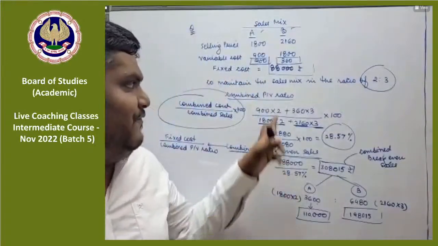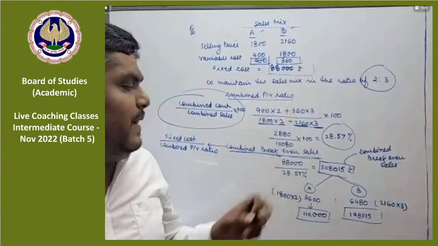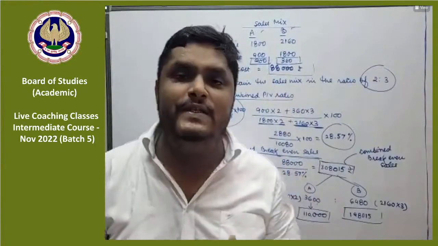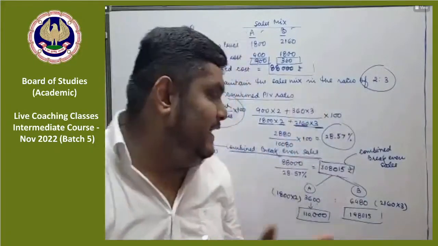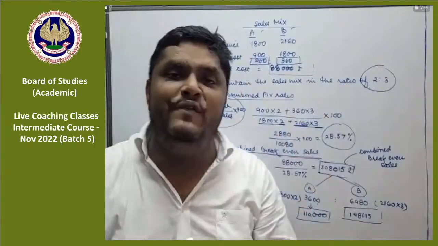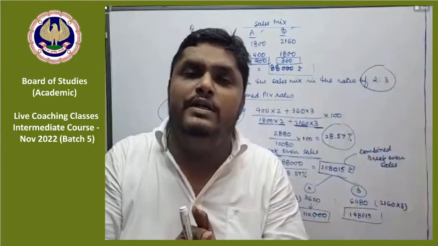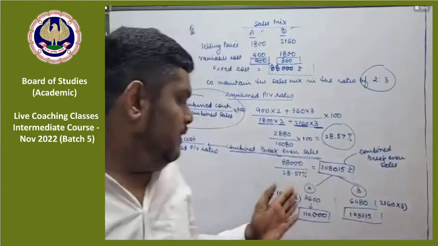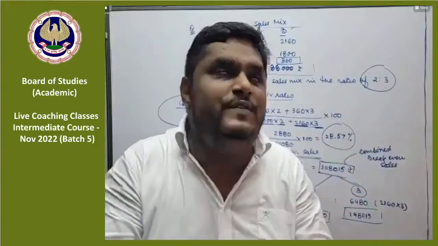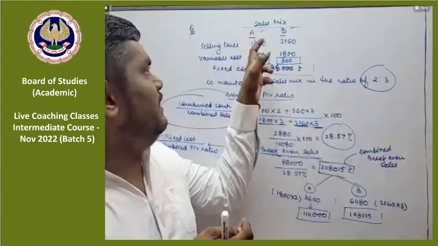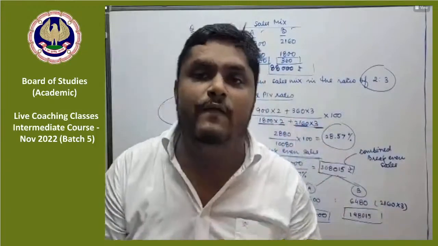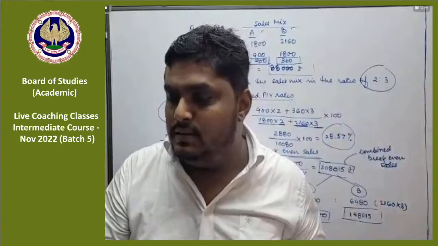So herein my fixed cost is 88,000 divided by my combined PV ratio as calculated, 28.57. So we will get the combined break-even sales, that is 308015. And when talking about the distribution of 308015 among A and B, it will be distributed in the ratio of sales, that is 1800 into 2 and 2160 into 3, in the ratio of the total sales.